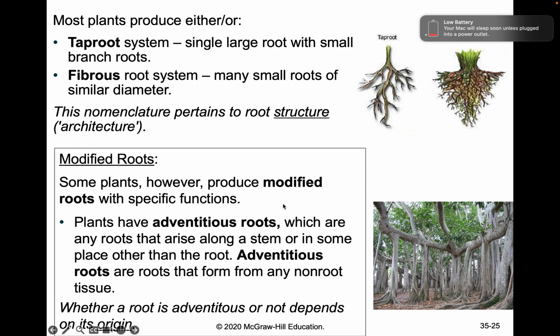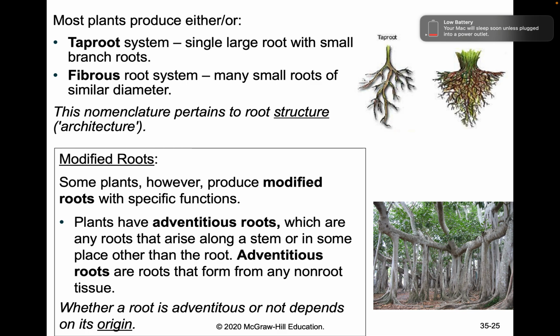These are called adventitious roots. These are modified roots that have very specific functions, and they grow along the stem or in some other place other than the main root here. They're not the main type of roots. They're found outside of these roots, and most of them are in the stems. And these can give a specific function or advantage to the plants.